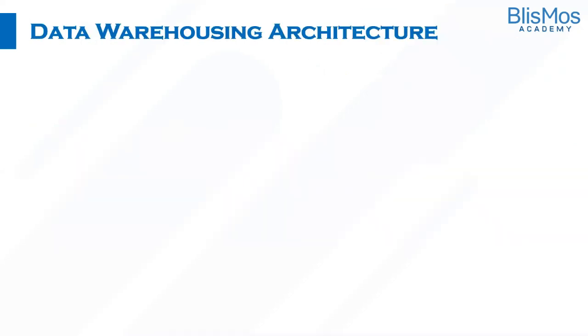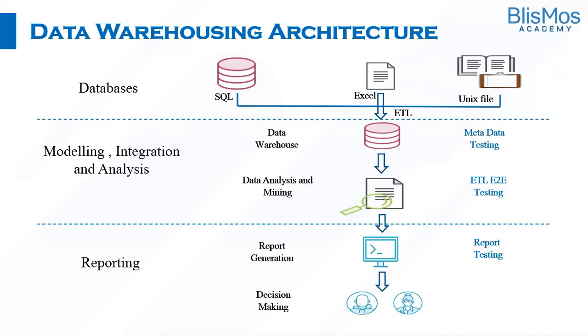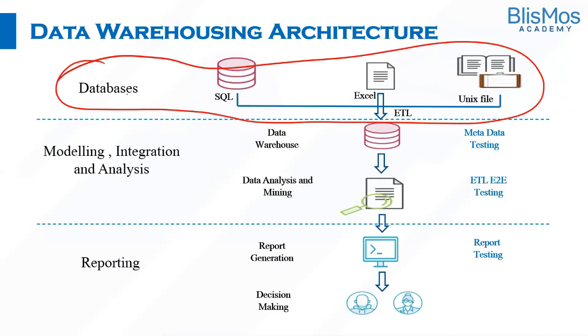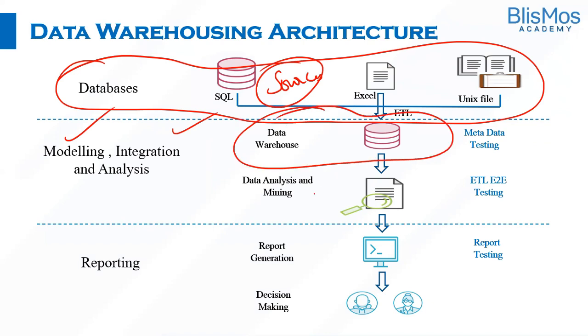If you look at the data warehousing architecture, it would have these things at a high level. This is a layer where the databases, the sources, are. From there, modeling is done, integration is done, and the data warehouse is built. From there, the mining is done. From there, reports are generated. So the data is moving from here to here, right?